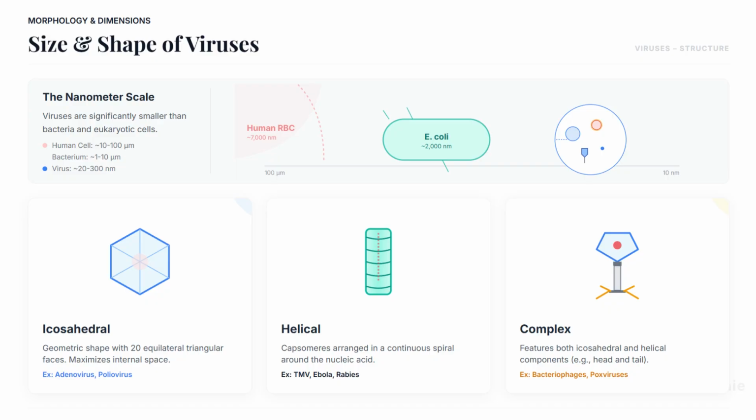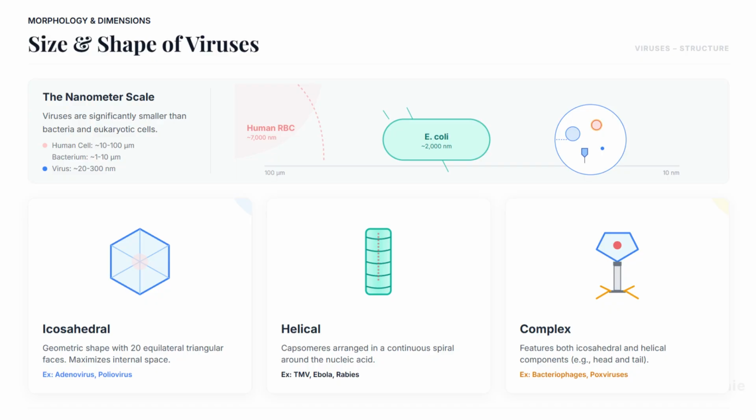To visualize, a human red blood cell is around 2000 nanometers across, and an E. coli bacterium is about 2000 nanometers long. Viruses are tiny in comparison. The remaining values follow the same pattern and can be referred to in the table. This size difference is why we need powerful microscopes to see them and why they can pass through filters that trap bacteria. The slide also illustrates three major shapes.